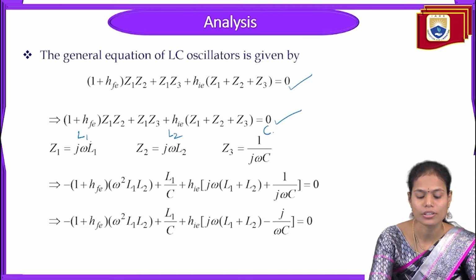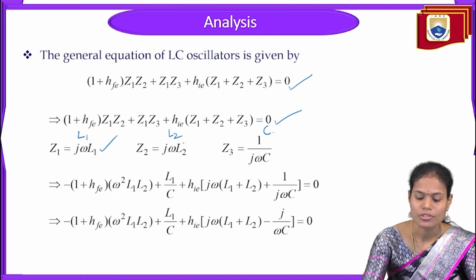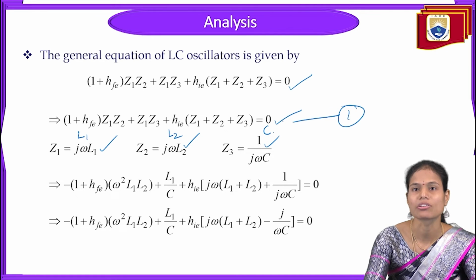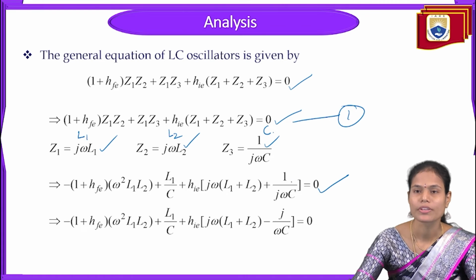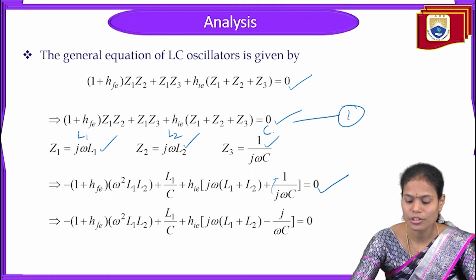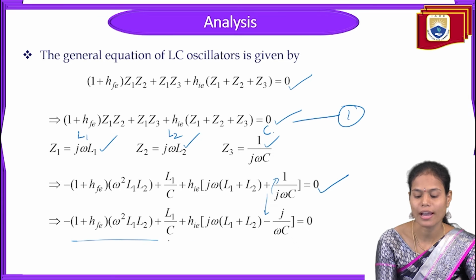The reactance of the first inductor is j omega L1, the reactance of the second inductor is j omega L2, and the reactance of the capacitor is 1 by j omega C, or else we can also write it as minus j by omega C. Now substitute these Z1, Z2, Z3 in the first equation, wherever Z1, Z2, Z3 are there. After substituting, we get this much. Here I am taking this j to the numerator, so that is why this plus becomes minus. The remaining total equation is as it is.